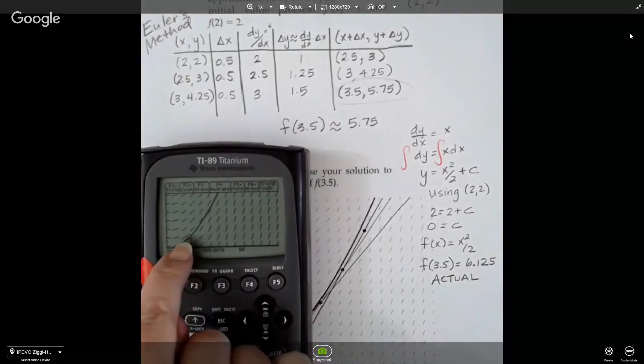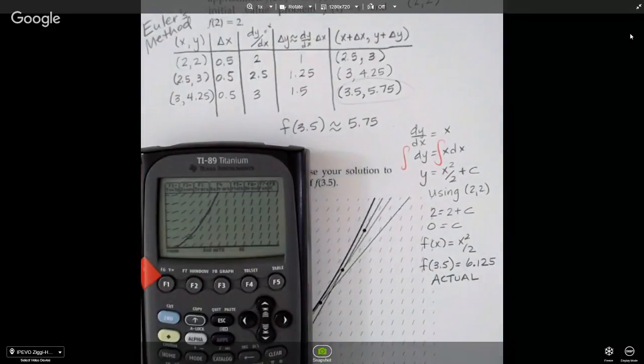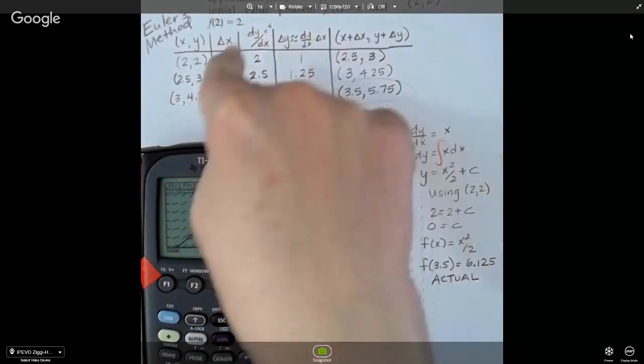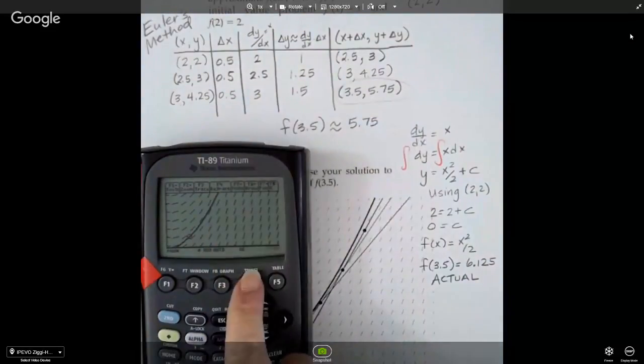And there's (2, 2), and there is our curve using Euler's method. Now, we can use the trace button, or we can go to the table. I like to go to the table set because then it kind of shows you that this works. So let's go diamond table set.